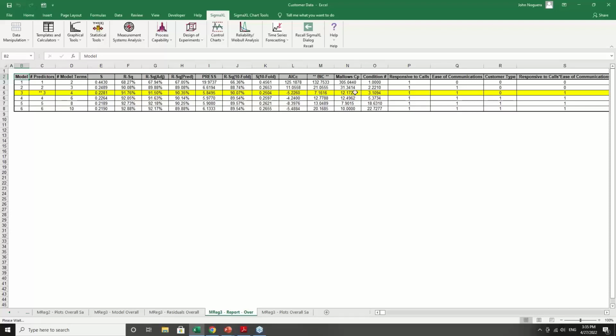Even though Mallows is a little bit off, I mentioned that Mallows is not particularly useful. You're better off using AICC and BIC. Some practitioners do like Mallows, so we include it. Condition number, these numbers are pretty good. They're still low, less than 100.